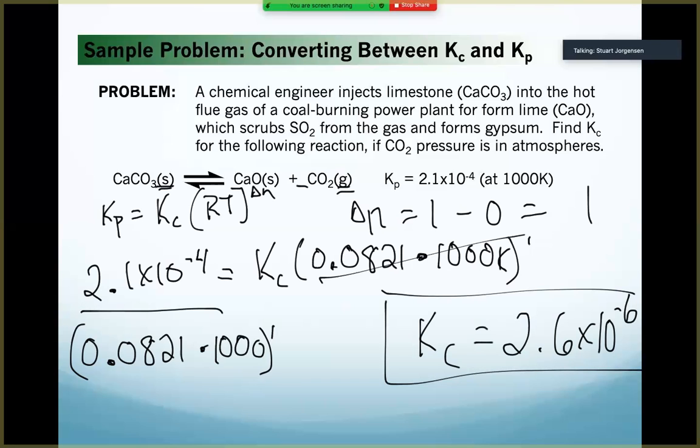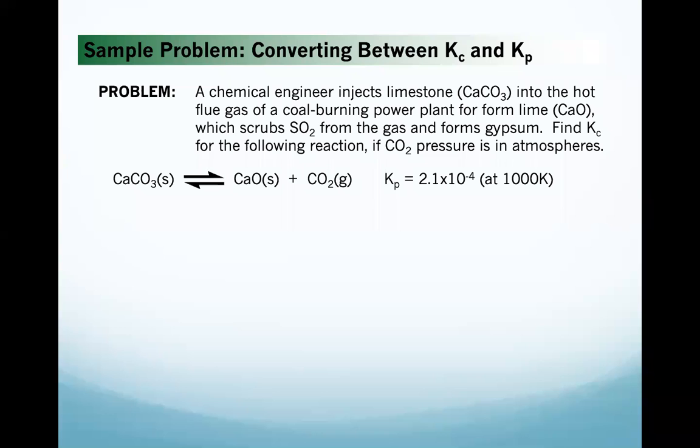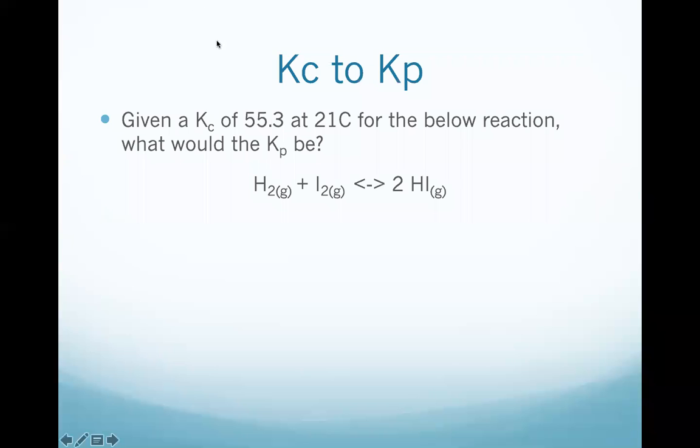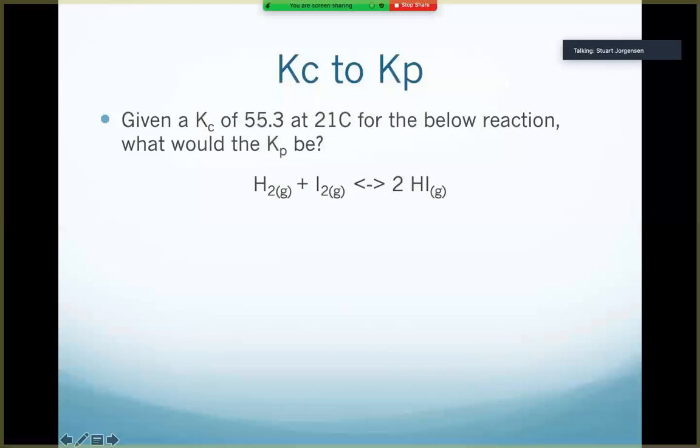Again, we're just looking at how we can start to use what we're given, depending on what substances we are measuring for our equilibrium constant. Cool, one more for you. Given a Kc of 55.3 at 21 degrees Celsius for the below reaction, what would the Kp be? Go ahead and pause real quick. Give it a shot. See what you get.